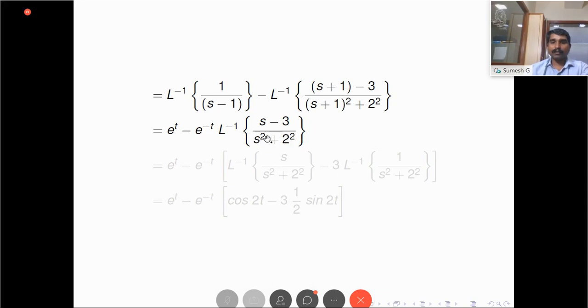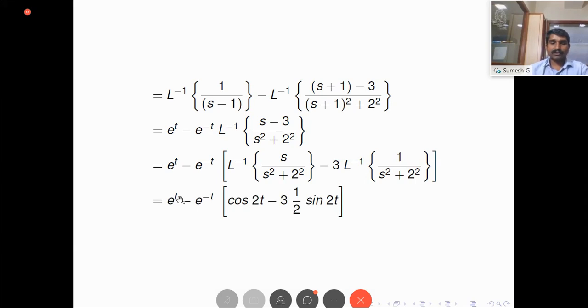Again consider the denominator s square plus 2 square; it is of the form s square plus a square. We can have two options: the numerator can be 1 or s. In this case, the numerator contains the variable s and a constant term. So we split the expression. By splitting, we get e raised to t minus e raised to minus t into inverse of s by s square plus 2 square minus 3 into inverse of 1 by s square plus 2 square. Now we can find the inverse directly.